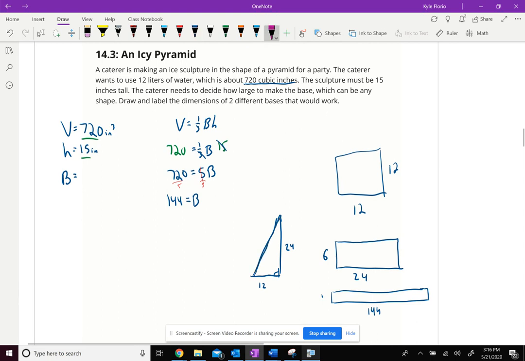But if I have these for my bases and then I just make my pyramid with a height of 15, let's write it out. If the height is 15, that'll work. And that'll work for all of these ones, as long as the height is 15 and those are my bases. I just need to make sure that the height is 15. All of these will have a volume of 720. So many options for the caterer in this example.